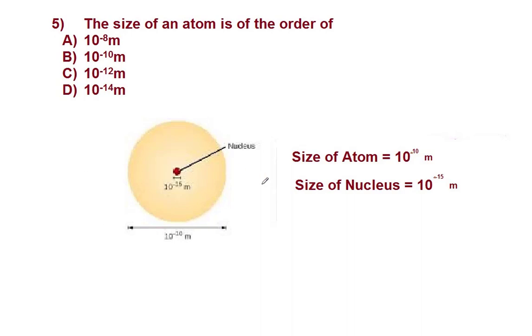So the size of the nucleus is 10 raised to minus 15 meter, and the size of the atom is around 10 raised to minus 10. We can say it is 1 angstrom unit, and 10 raised to minus 15 is 1 Fermi. Although the size of the nucleus is not asked, we must know this. So the size of the atom is 10 raised to minus 10, or 1 angstrom unit.